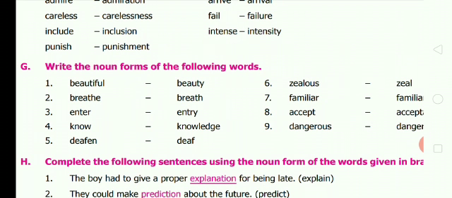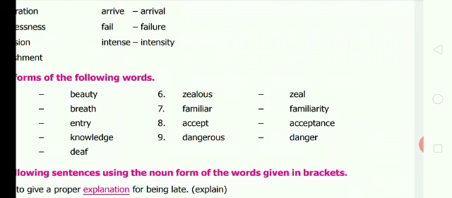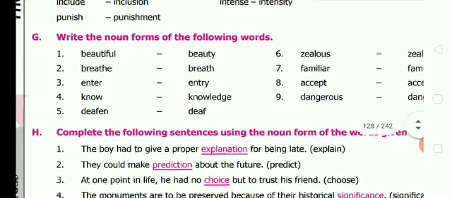Beautiful, beauty. Breathe, breath. Enter, entry. Know, knowledge. Deafen, deaf. Sixth one. Zealous, zeal. Seventh, familiar, familiarity. Eighth, accept, acceptance. Ninth, dangerous, danger. Moving on to next exercise H.